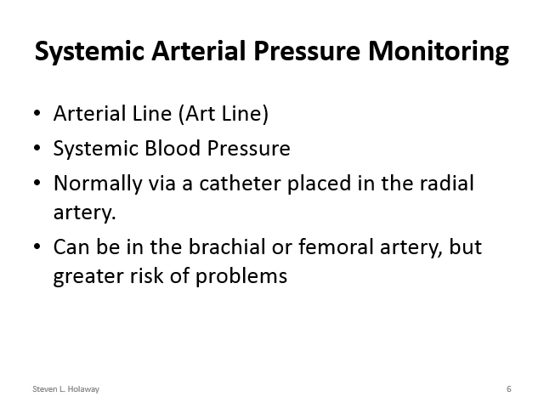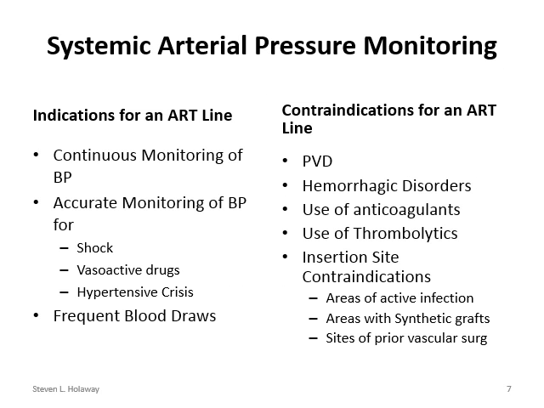Let's start out by talking about systemic arterial pressure monitoring, or an arterial line. Many of you will see these in all of the ICU settings you go to. It is for measuring systemic blood pressure. It gives us a real-time reading of the patient's blood pressure. Normally, it's done via a catheter placed in the radial artery. Now, it can be placed in other arteries such as brachial or femoral, but there are much greater risks that go along with the insertion in these sites.